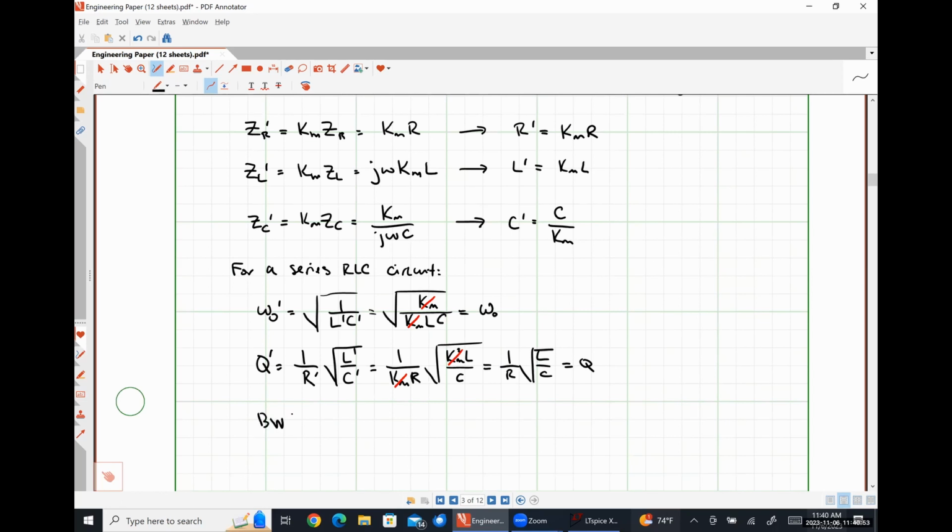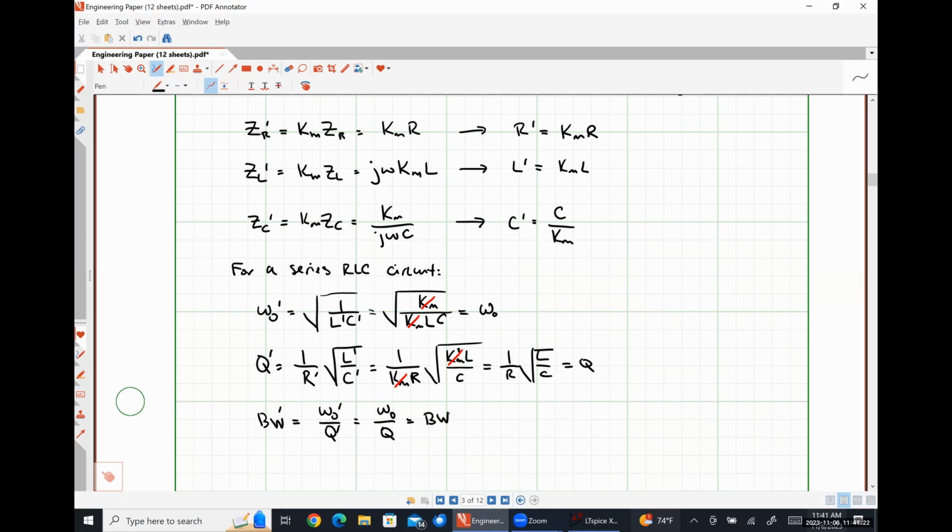Lastly, looking at our bandwidth. So bandwidth prime should be omega naught prime over Q prime, which is the same as omega naught over Q, or just the bandwidth doesn't change. So effectively, for a series RLC circuit, using magnitude scaling has no impact on resonant frequency, quality factor, or bandwidth.